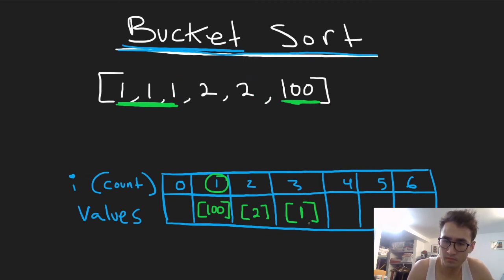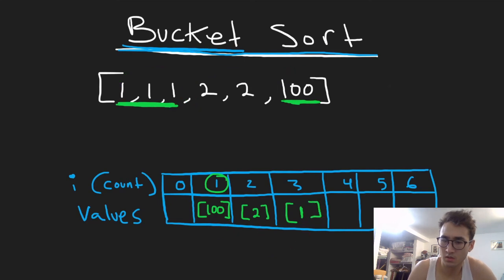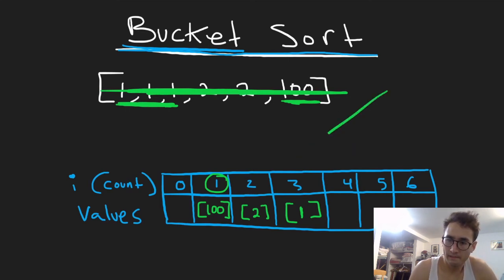In that case, we would actually have multiple values in this position, right? But in this case, we can see 1 occurs 3 times, 2 occurs twice, 100 occurs once. So they're all going to go in separate positions. And then, once we've taken every single input value and counted how many times each value occurs and then put it in the appropriate spot in this array, what are we going to do?